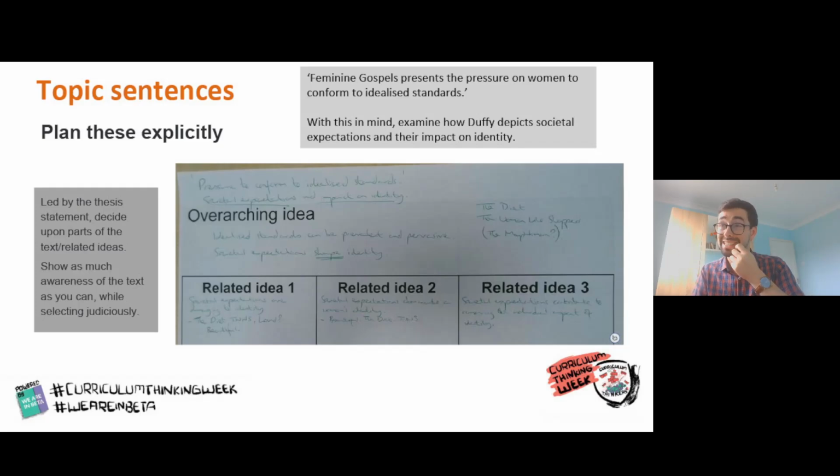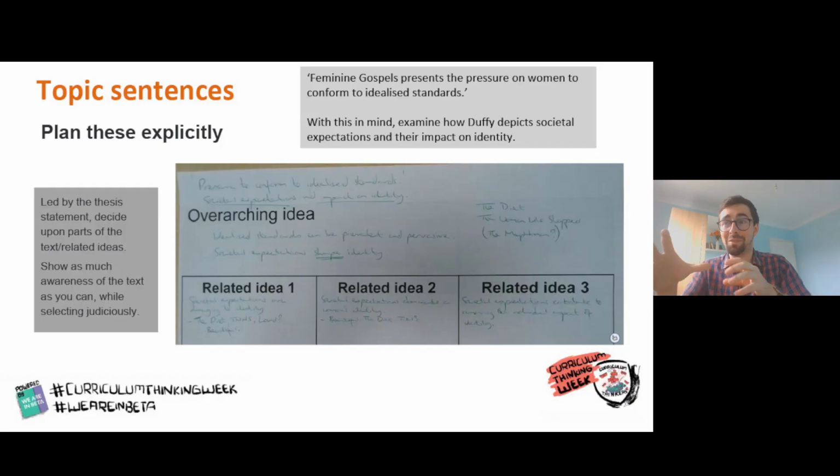Now, on slide 10, I've got an example of doing this with year 13 this year, where I gave them a question that in the text, Feminine Gospels, the poetry of Carol Ann Duffy, there is pressure to conform to idealized standards. And how does Feminine Gospels present that pressure of female characters, of women to conform to idealized standards? Now, we came up with a thesis statement which essentially said that societal expectations shaped female identity. So then the decision was, what are the 3 subcategories of that which will form the different paragraphs?